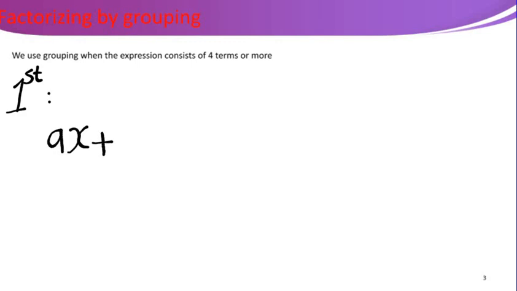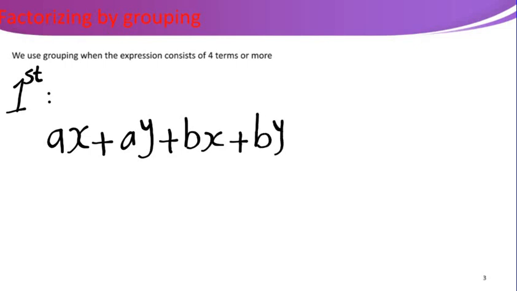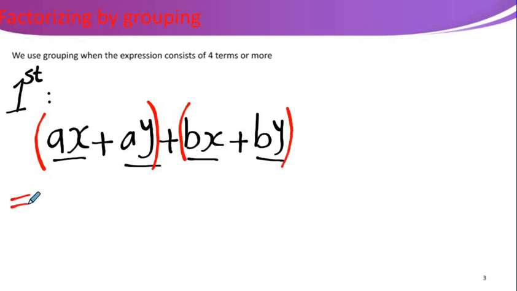ax plus ay plus bx plus by. This expression is formed from 4 terms: 1, 2, 3, 4. So we can use grouping by dividing this expression into 2 groups, each group of 2 terms. So I will take ax plus ay together and bx plus by together. I divided the expression into 2 groups, each one of 2 terms.